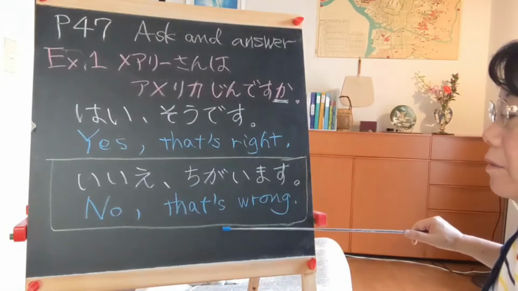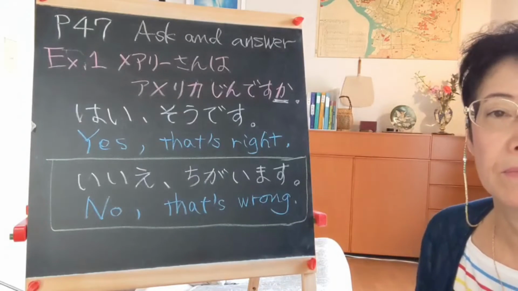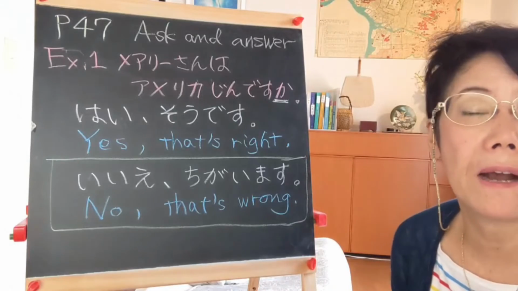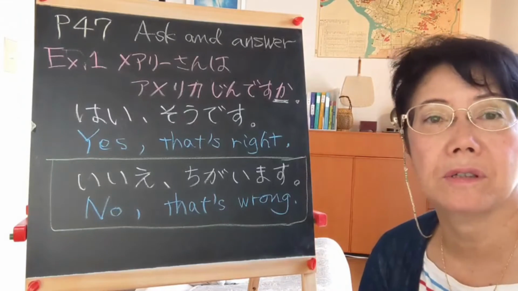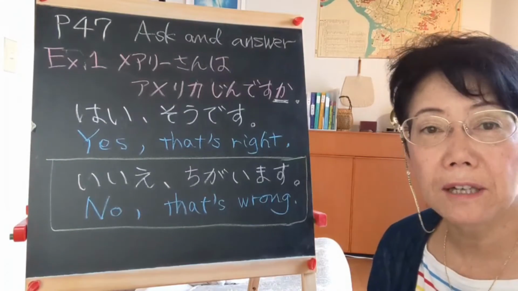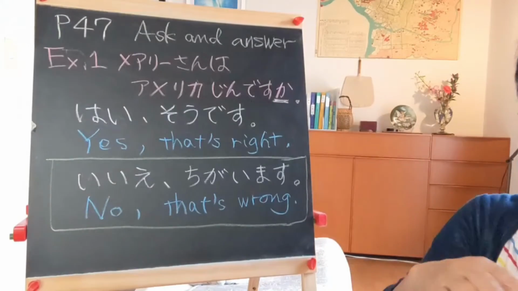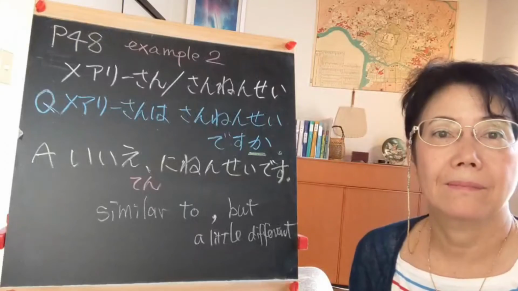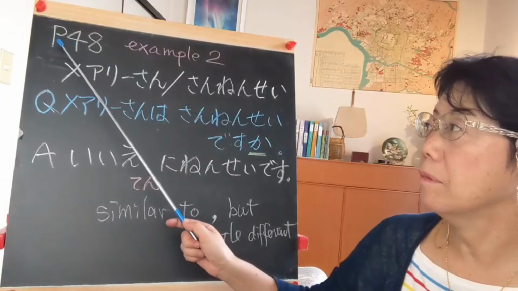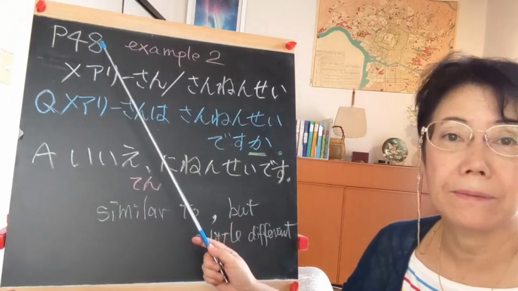But 違います is not too rude. For example, if I am asked, are you Chinese? 中国人ですか? I would say, いえ、違います. Okay, let's look at page 48, 48 ページ.